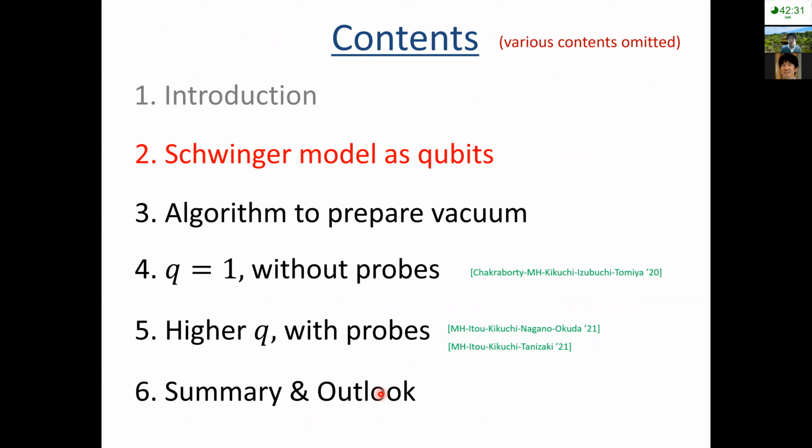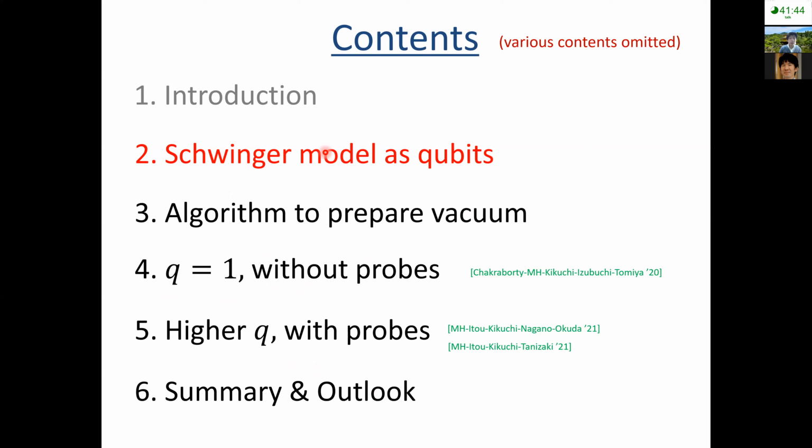So these are what we are going to see. Next, I will explain how we rewrite the Schwinger model in terms of qubits. Then I will explain how to prepare the ground state, or vacuum, of the Schwinger model. Next, I will explain the result with Q=1 and the case without probe charge. And then we will put in higher probe charges. Okay, so next, let me start.